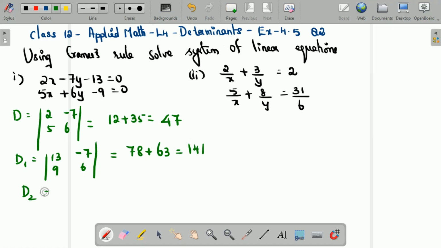Now let's compute D2. So D2 is going to be 2, 5, 13 and 9. So if you compute, it is 18 minus 13 into 5 is 65. So this is minus 47.